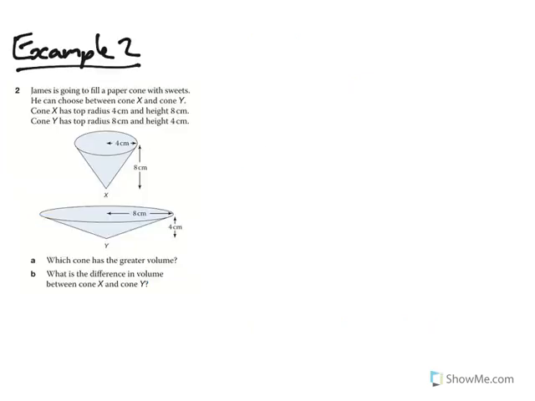So here's another question here. We're going to do this in part together. James is going to fill a paper cone with sweets. Lucky James. He can choose between cone X and cone Y. Cone X has got a radius of 4 centimetres and height of 8. Cone Y has got a radius of 8 and height 4. So let's swap the measurements around here.